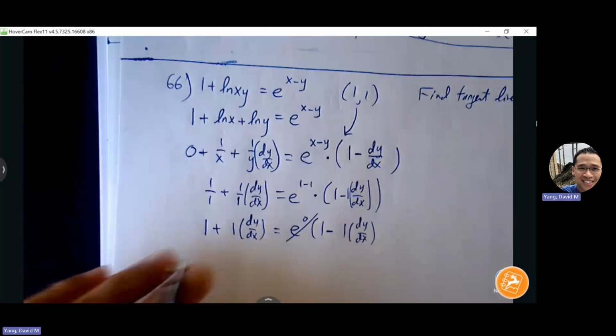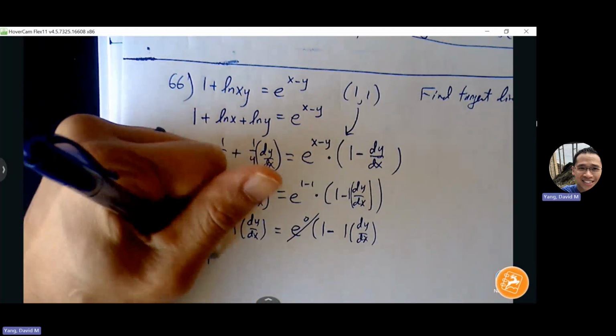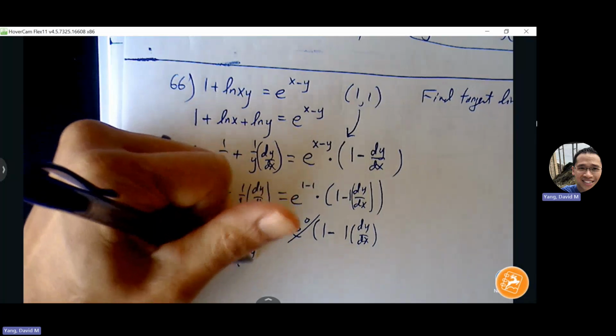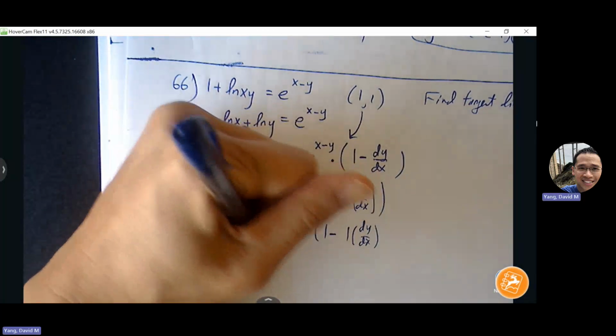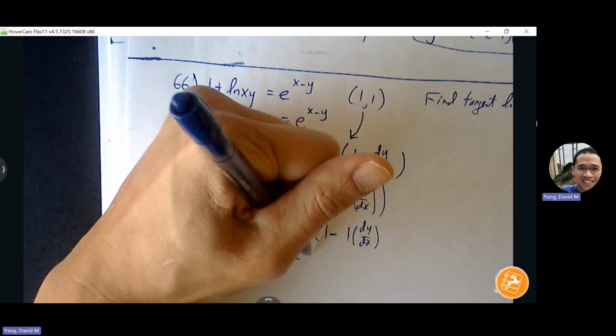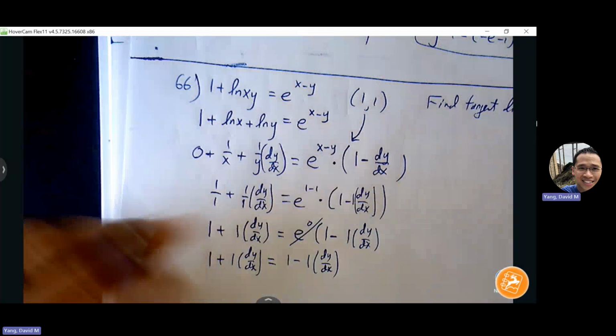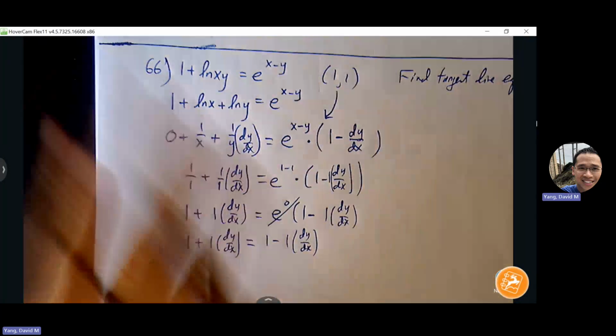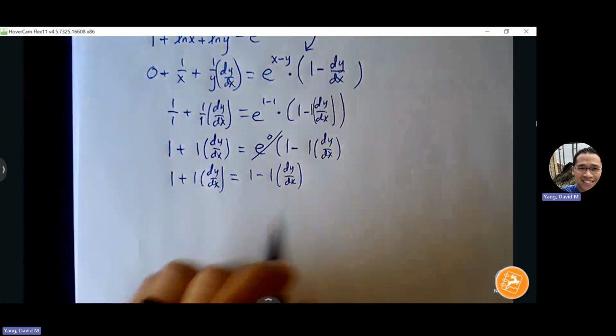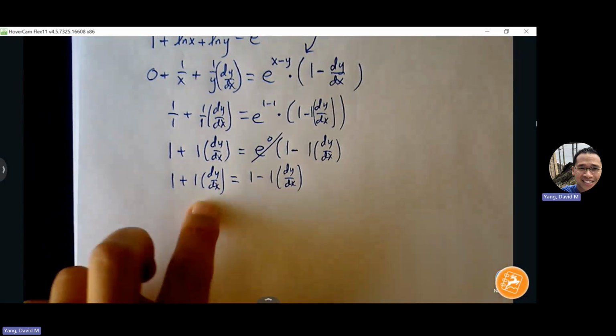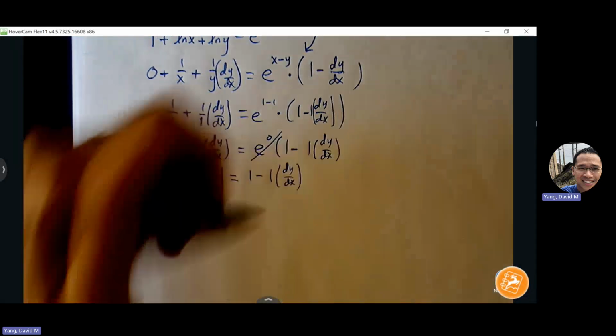Okay, so I can drop this out, right? That's going to go away. So I have 1 plus 1 dy dx. Notice all the x's and y's are gone, so when we solve for dy dx, we're actually arriving at the actual slope value. Okay, combine some like terms here. If I add that 1 dy dx over, I get 2 dy dx.